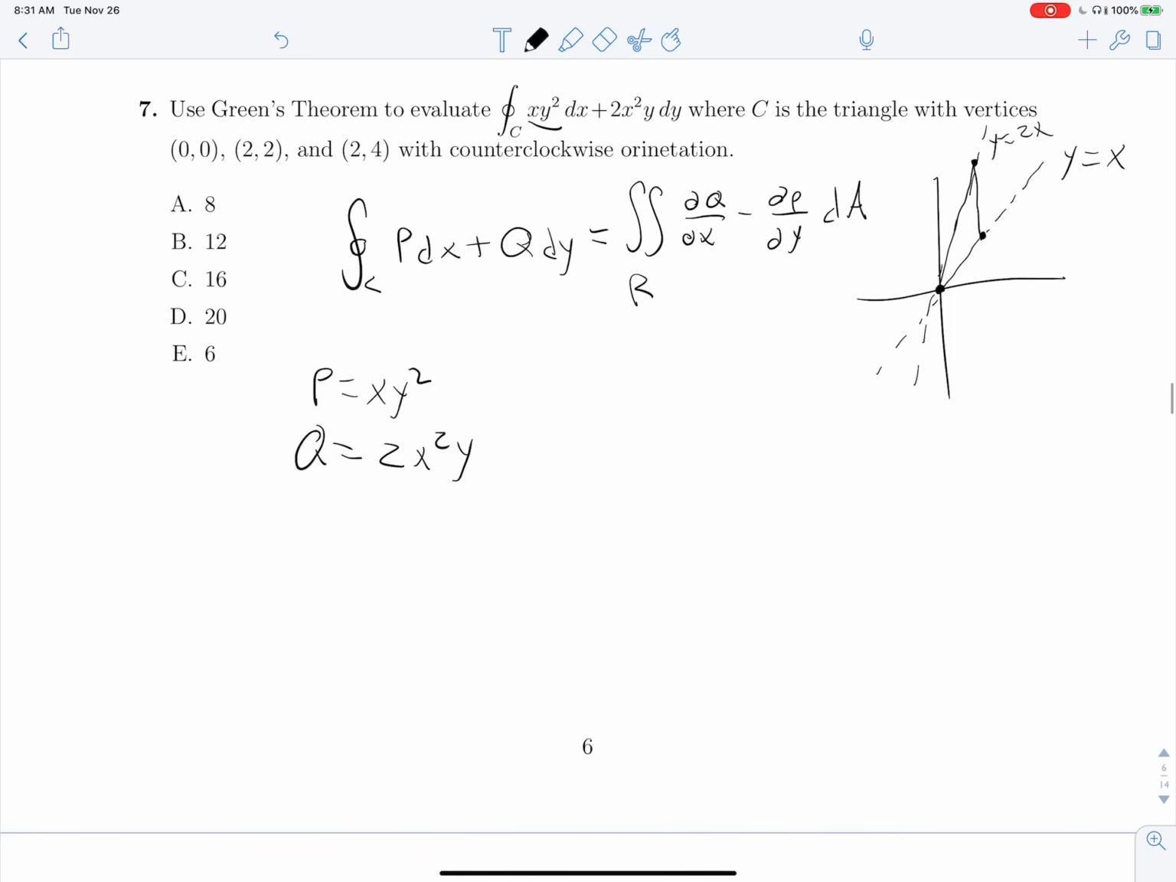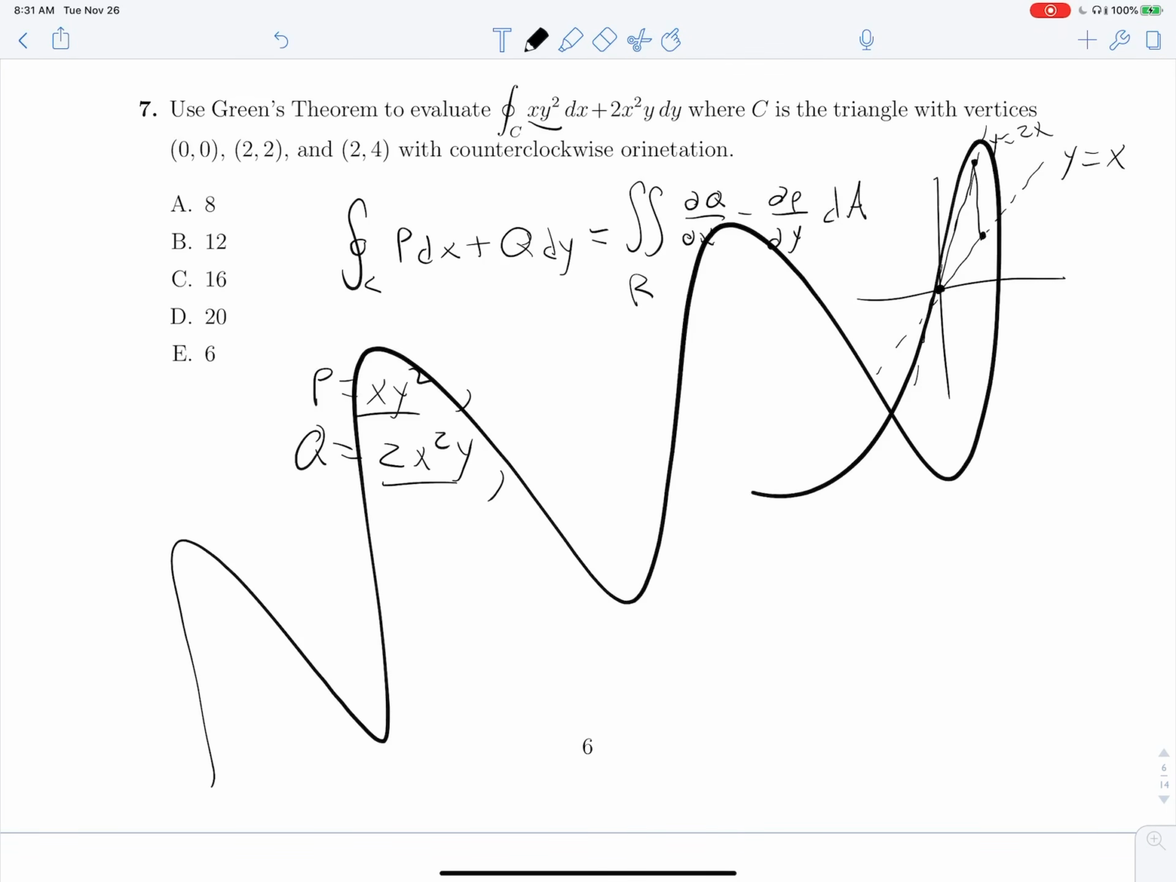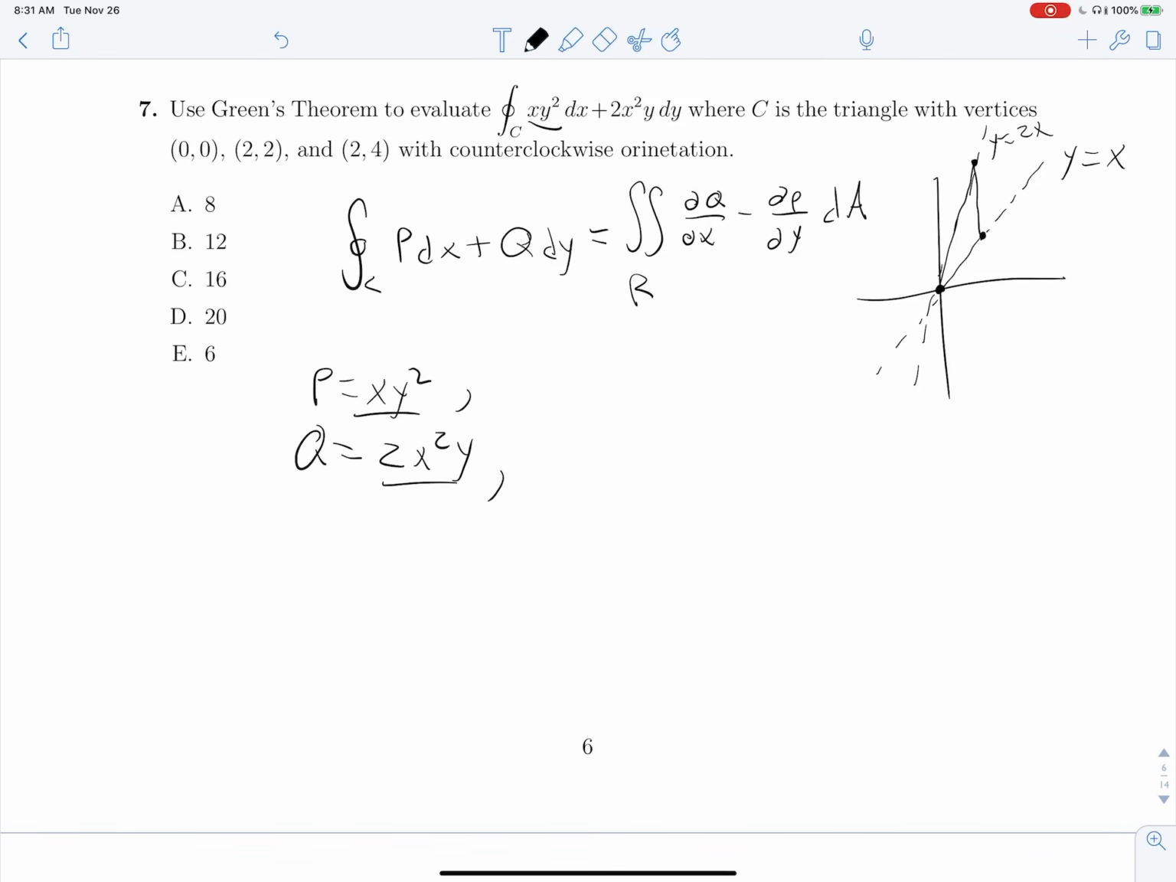So the partial derivative of this guy with respect to x is going to be y squared, and the partial derivative of this with respect to y is going to be 2x. Oh, wait a second, I did that in the wrong order. There we go. Let's fix that. So the partial derivative of p with respect to y is going to be 2xy, and the partial derivative of q with respect to x is going to be 4xy.